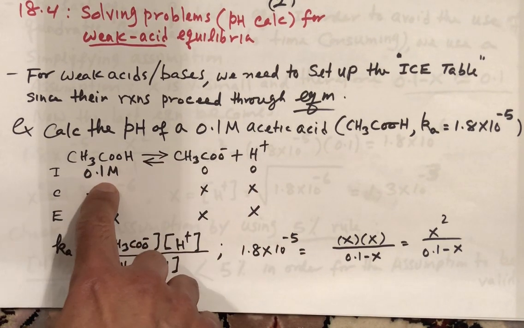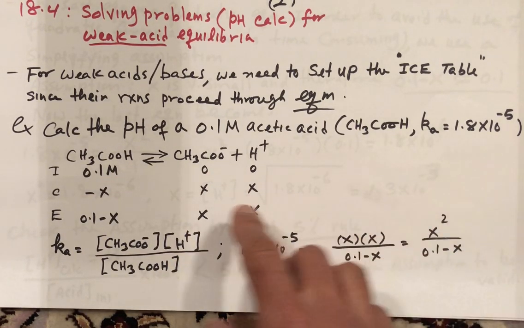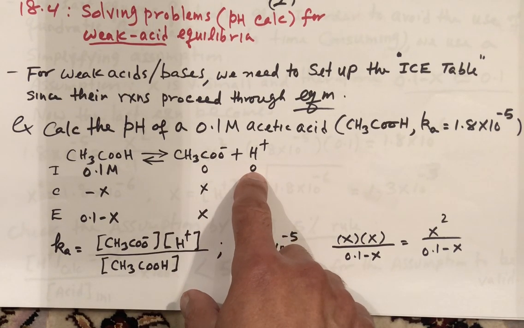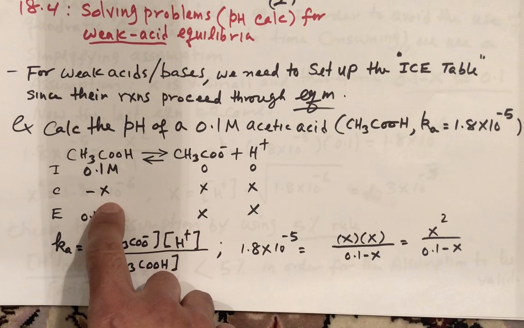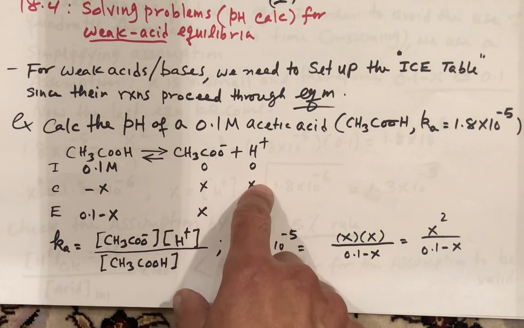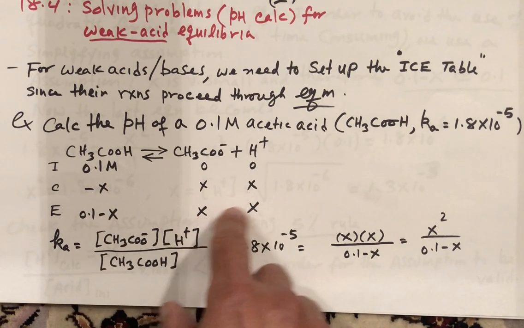Now, initially, we have 0.1 molar concentration. Nothing here for the acetate and nothing here for H plus. And then as the reaction proceeds, it dissociates into negative X, plus X, plus X, and at equilibrium it is 0.1 minus X, X, and X.